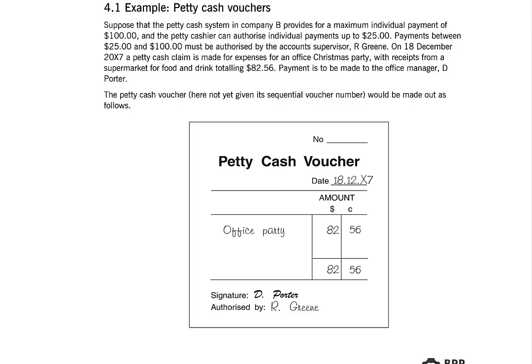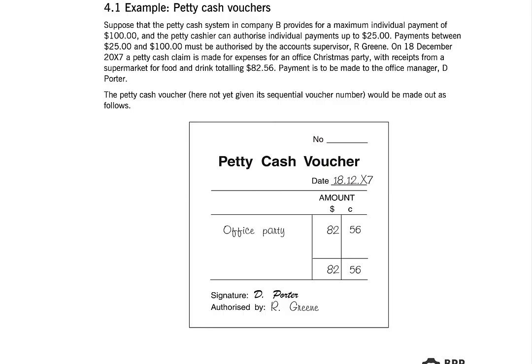5. Signature of the person receiving the cash. The voucher shows a signature line. It is signed by D. Porter. This signature is extremely important. It proves that D. Porter actually received the money. Without this signature, the business cannot be sure who took the cash.